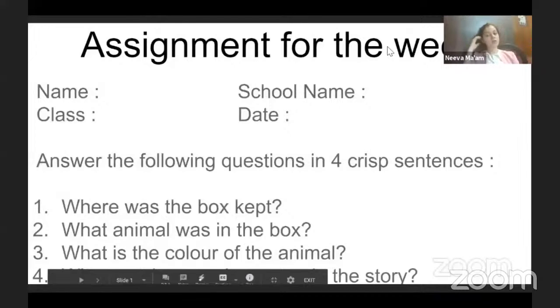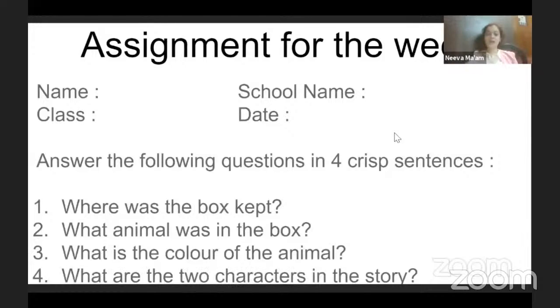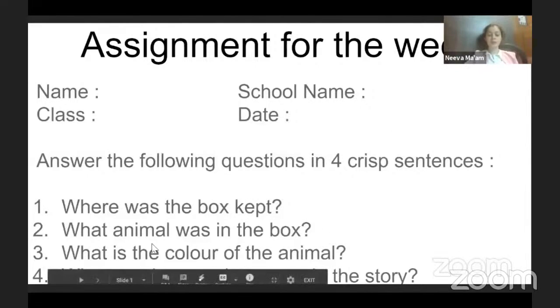Okay, super. So assignment for the week, which you need to submit in 2 days on our website. You need to write the answers to the following 4 questions in 4 crisp sentences, okay? Where was the box kept? What animal was in the box? What is the color of the animal? And what are the 2 characters in the story? Okay, so you need to answer these 4 questions for me. Of course, your personal details need to be filled as well, so I know who is writing it. And you can also write the answers to these questions and share them with me. You have 2 days from today to submit the homework to me.